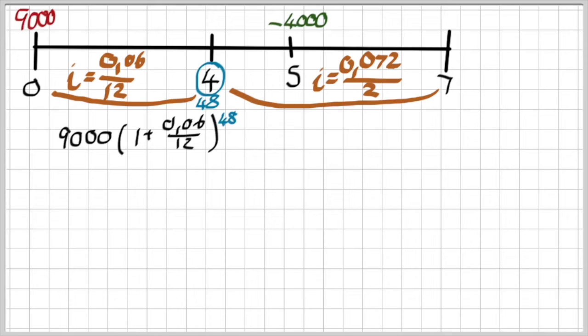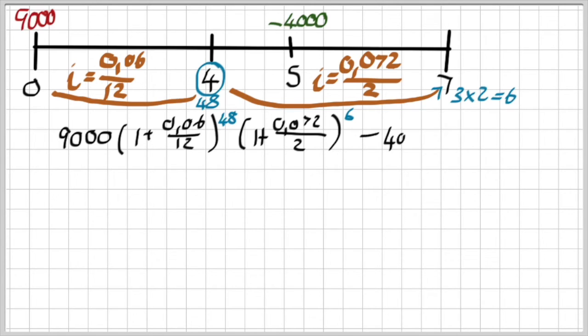Then that interest rate changes and it becomes 1 plus 7.2% over 2, for how many half years? For 3 years, so that's going to be 6 half years. So I'm going to put that 6 into my equation. What does this mean? This means that the value of the 9,000 Rand on its own would be that which is written on there. But I don't just want that. I also need to look at the withdrawal of that 4,000 Rand.